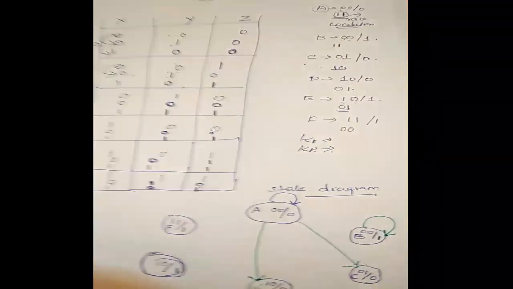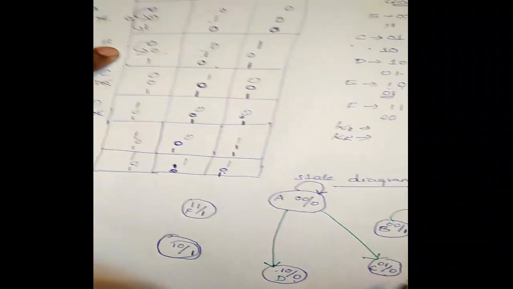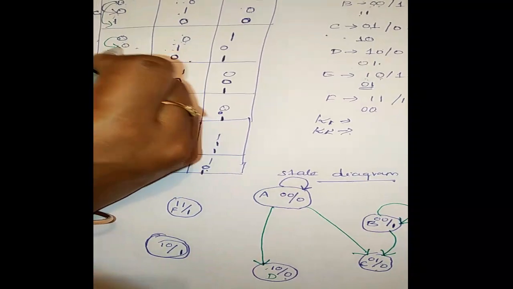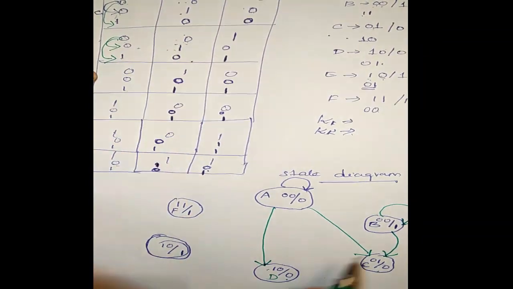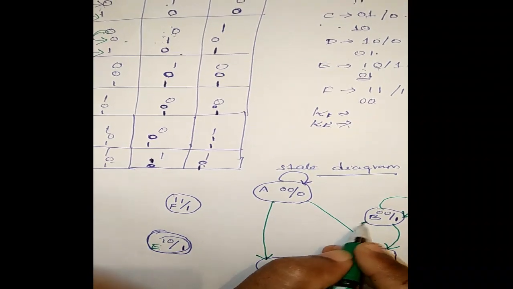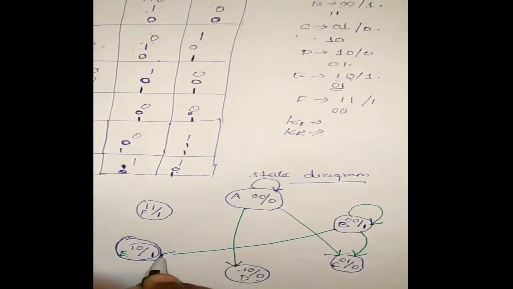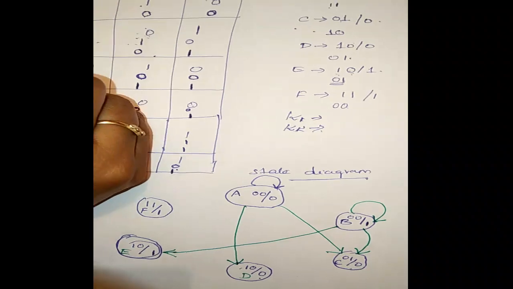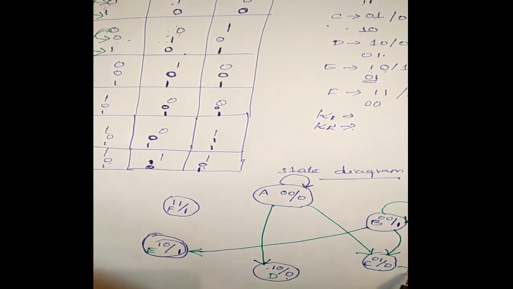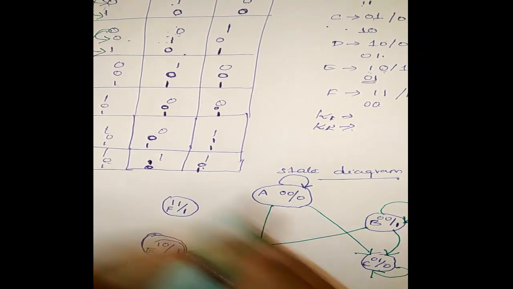Next, B is coming to 0, 1. 0, 1 input is where? 0, 1 is to C. So B is coming to C. Next, B is coming to 1, 0, here it is E. So B is coming to E with the output 1. The next condition is 0, 1. 0, 1 is C, so it's coming to the same state. I'll mark it like this.